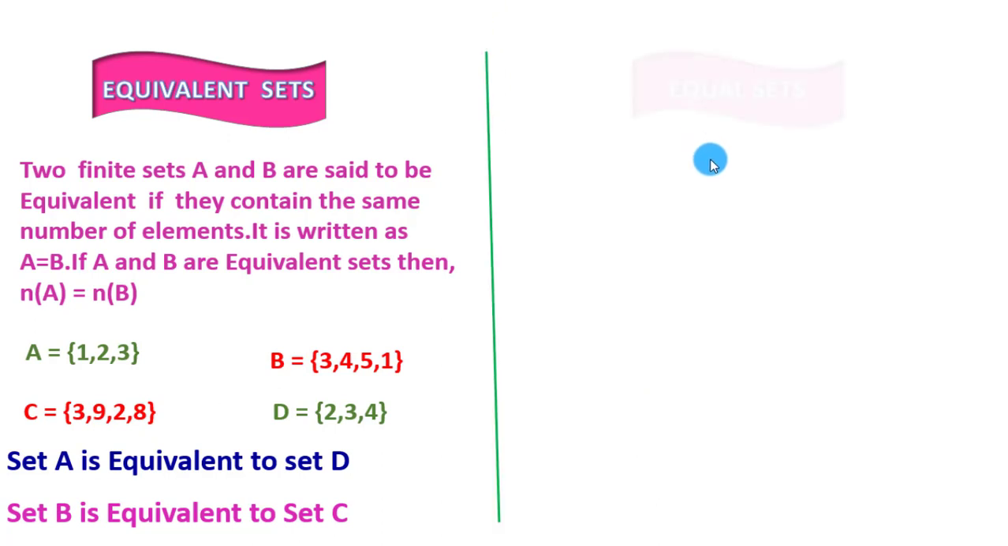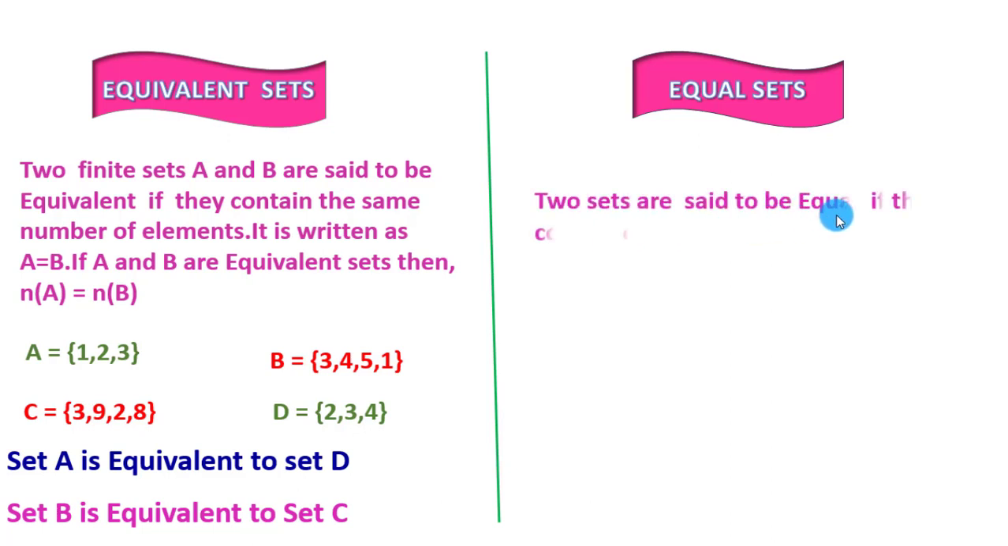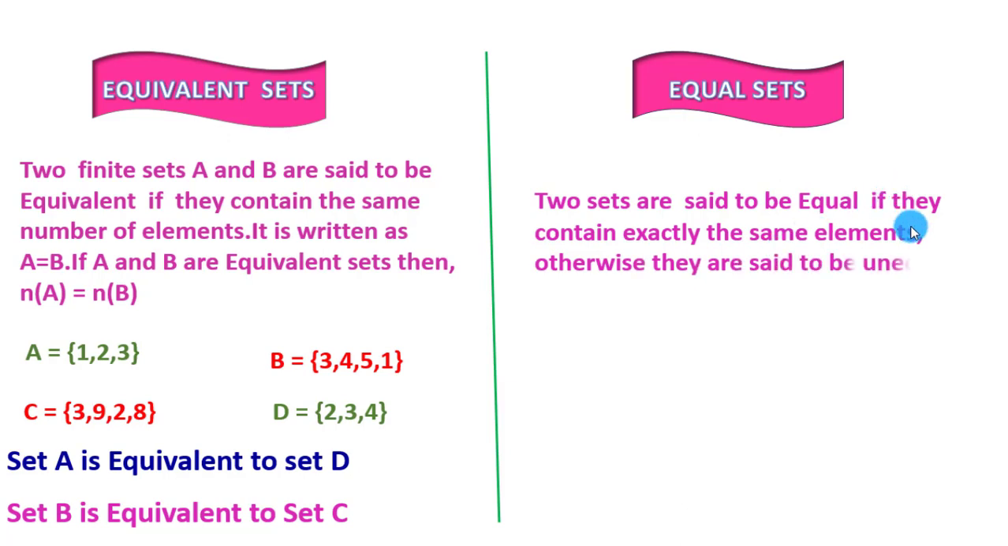Next one is equal sets. Two sets are said to be equal if they contain exactly the same elements. Otherwise, they are said to be unequal. Note the point, exactly the same elements. That means the two sets have the same elements. That is the meaning. Let us consider two sets.